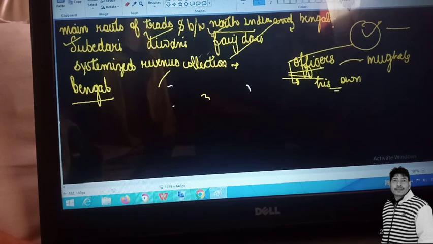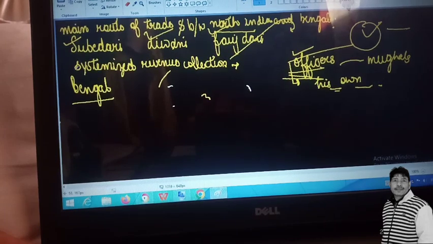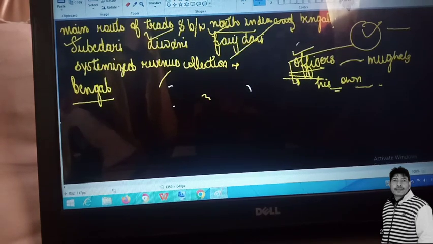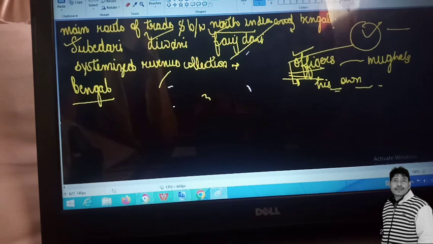To attain this, he adopted some measures: he displaced the officers appointed by the Mughals with his own servants and officers, on vacant posts and non-vacant posts also. He systematized revenue collection. They seized the zamindari of the Rajputs and also seized agricultural land.